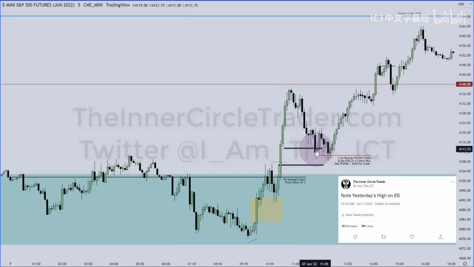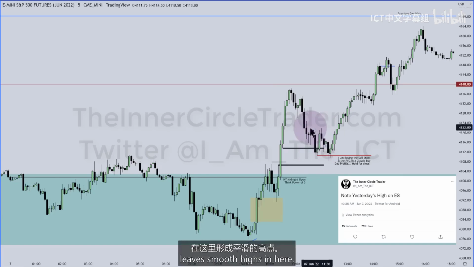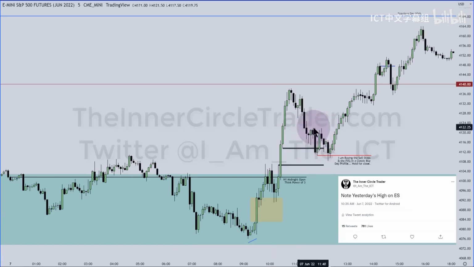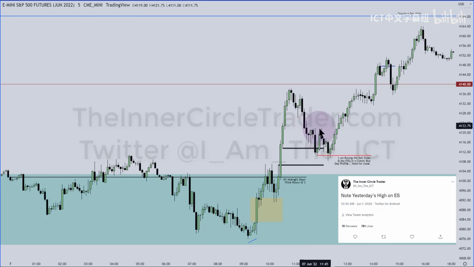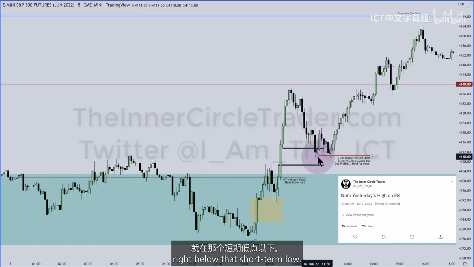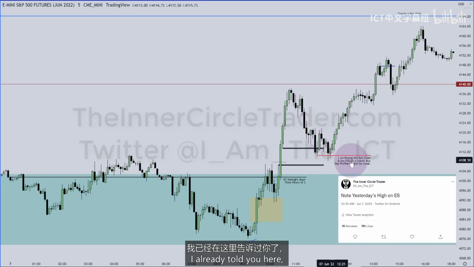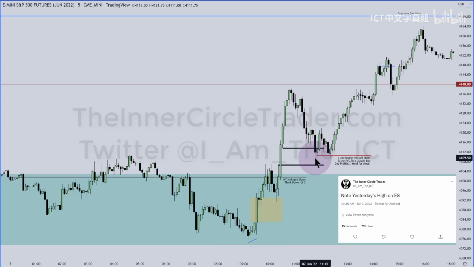Then it does what? Creates that short-term low, rallies a little bit, leaves smooth highs in here. So what is that? They think that is resistance. So anyone that's short, they trail their stop loss here. And then it drops one more time right below that short-term low. What's below that short-term low? I have already told you here. Sell stops. So I'm thinking, like smart money, this is going to go higher in the afternoon.